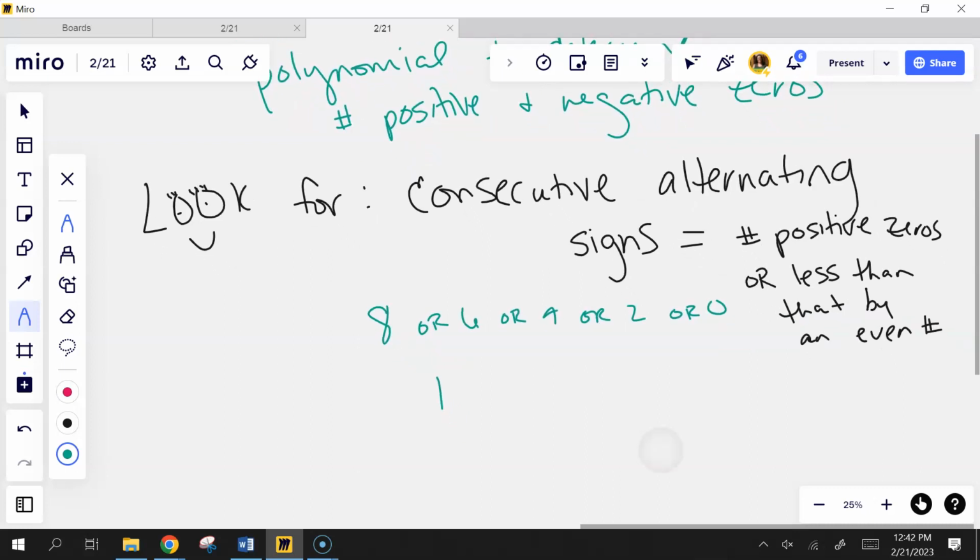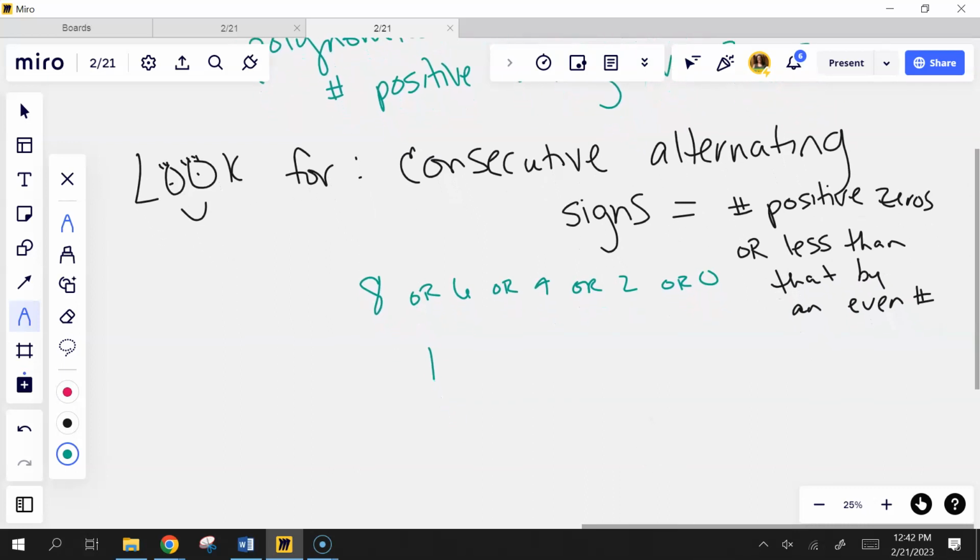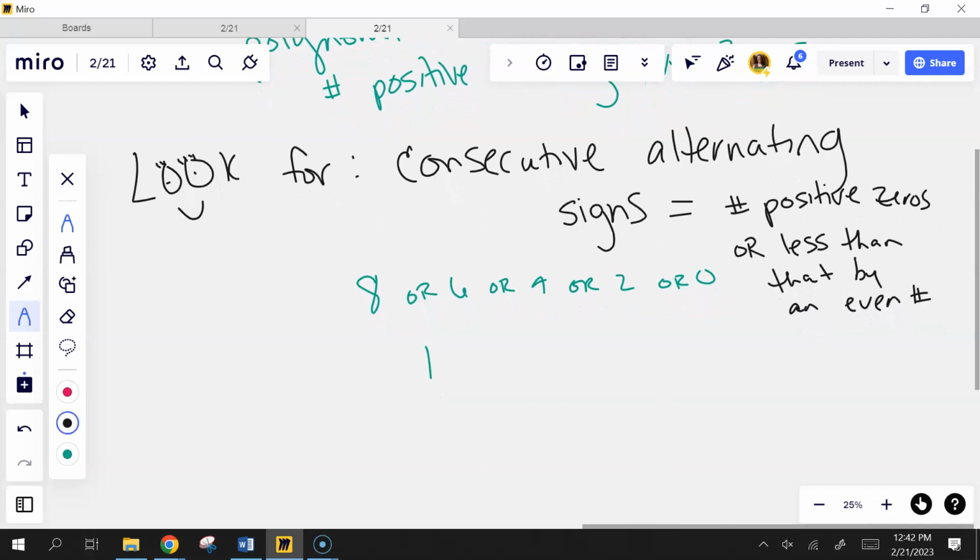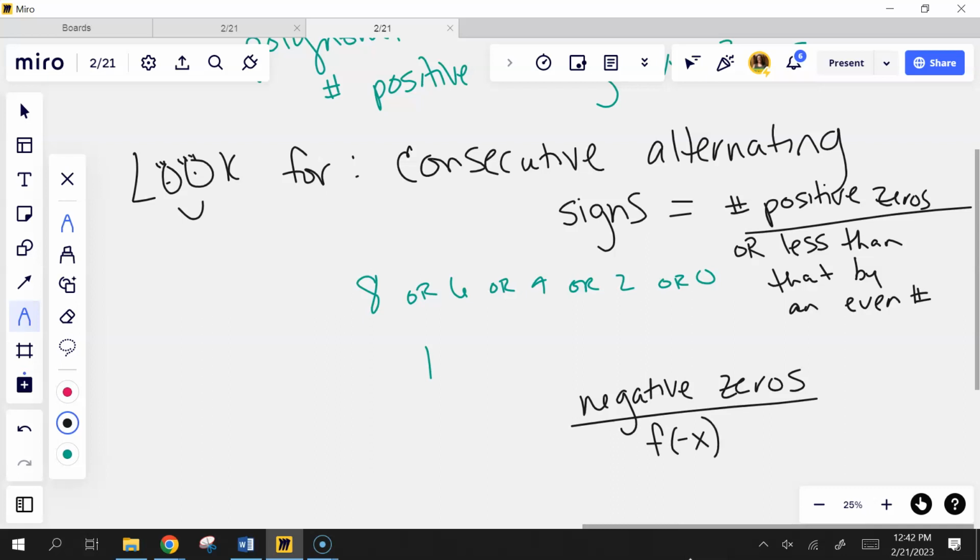That's just for positive. For the negative, you do the same thing, but you look at the alternating signs of f of negative x.